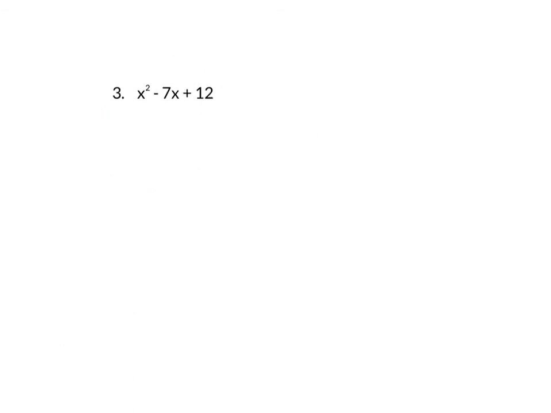X squared minus 7x plus 12. We'll just go ahead and get started here. A times c, again, put a 1 in front, so that's a 1, c is 12, 1 times 12 is 12. Adds up to the b term, which is -7. Keep that negative there. Factors of 12 that add to -7, okay?